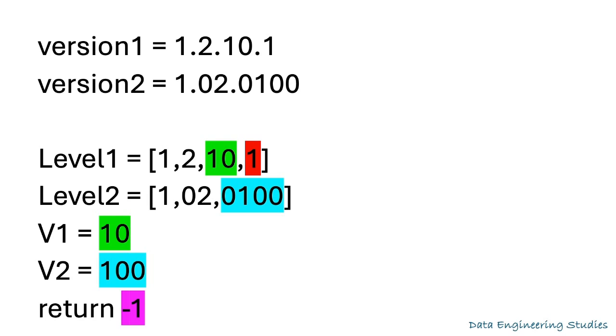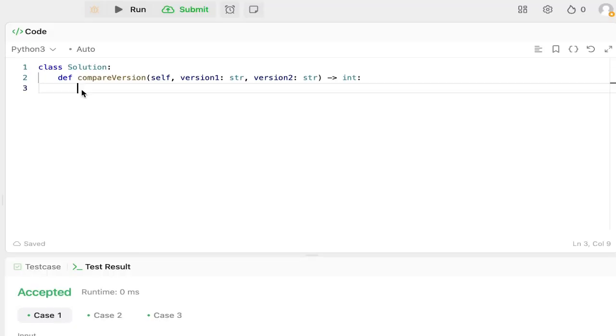I hope the question is clear. Now let's get into the implementation. Let's implement the solution. First, let's assign all the revisions of version 1 in level 1 and similarly we will assign all the revisions of version 2 in level 2.